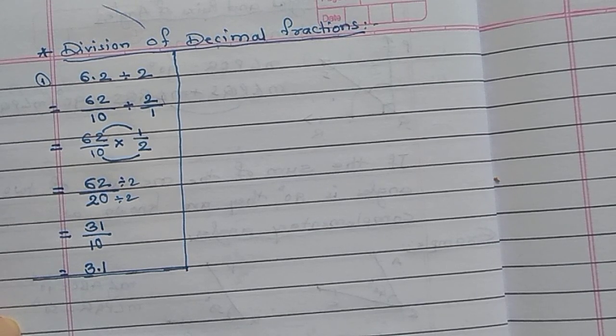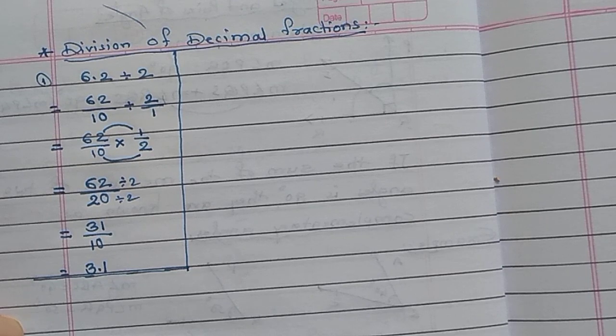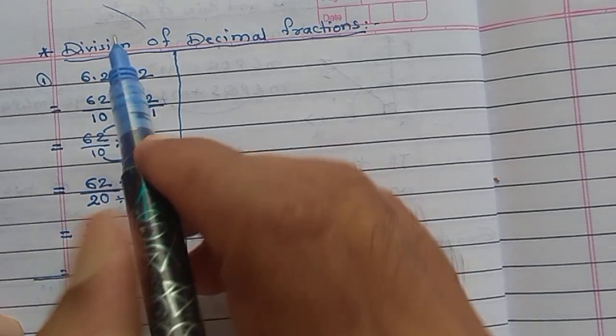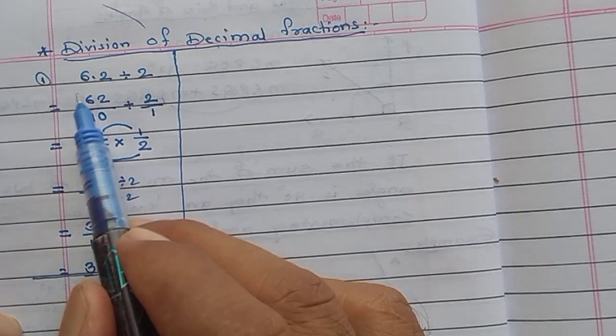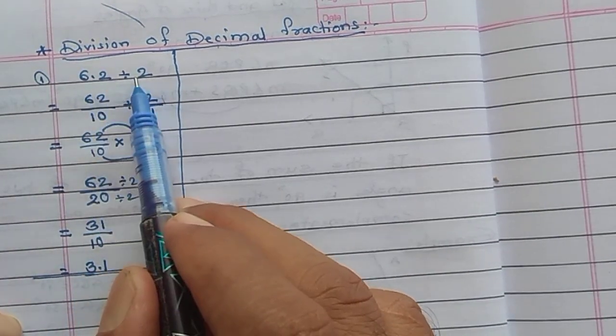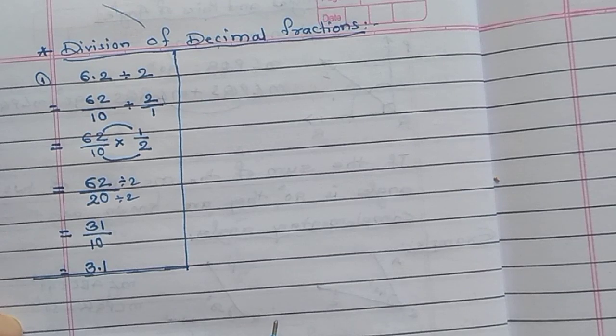Hello students, in this video we are going to see the next point, division of decimal fractions. Here one short example is written. What is the example? 6.2 divided by 2. So what is the rule?